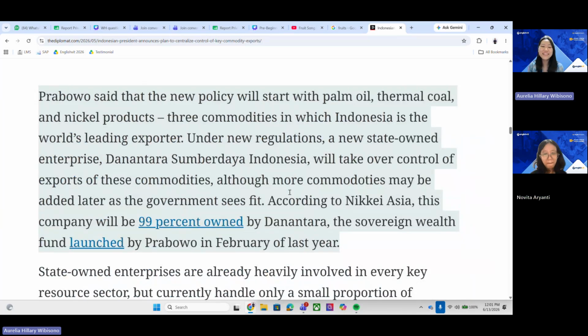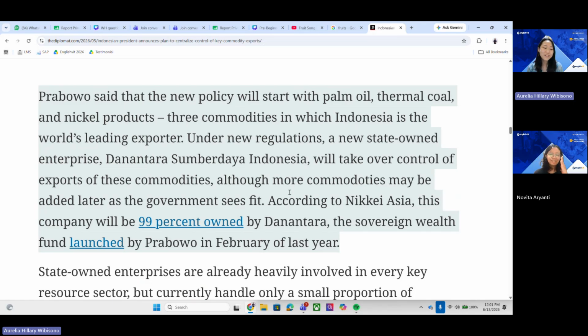So who will take over the commodities export? The enterprise related to the newly founded sovereign wealth fund, Danantara Sumber Daya Indonesia. Okay, and how many percent will they take? A lot actually, 99%, almost 100.